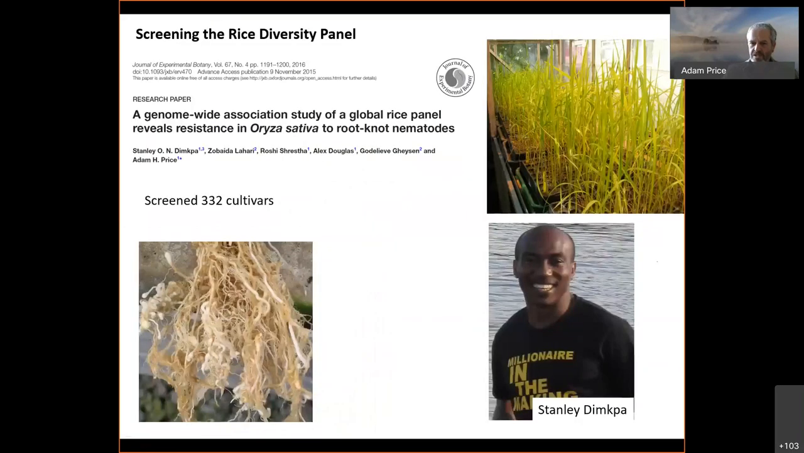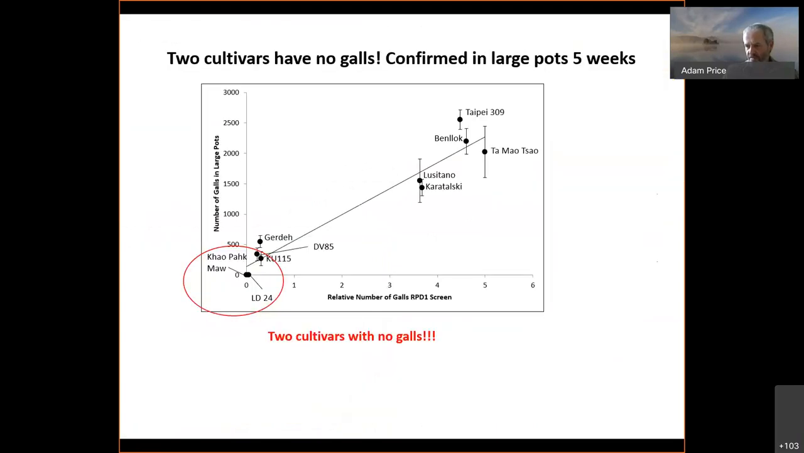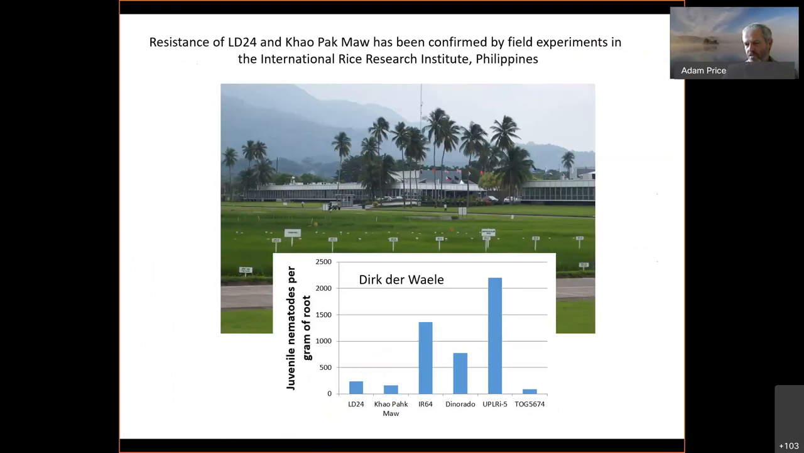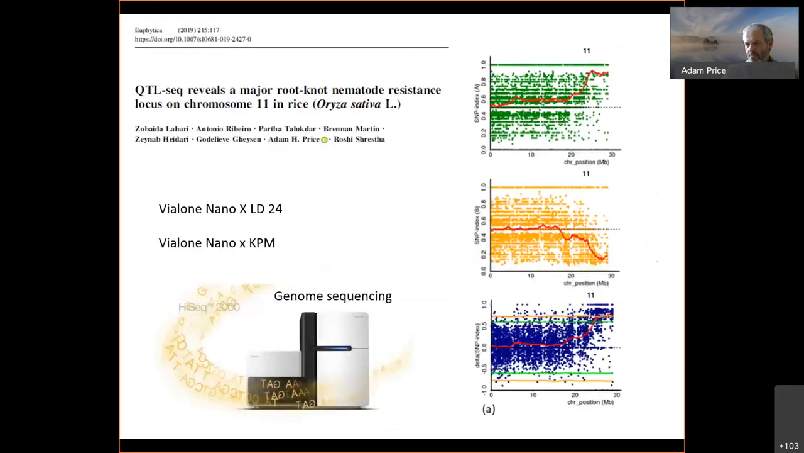And I'll go through ever so quickly because my time's up. We have done screening for nematode resistance. We found resistant cultivars. We've tested them in the field and they work in the field. We've mapped it to chromosome 11 using QTL-seq. And there are people in India and in Italy now using this to breed for nematode resistance.